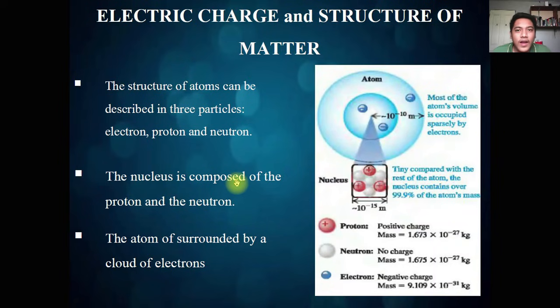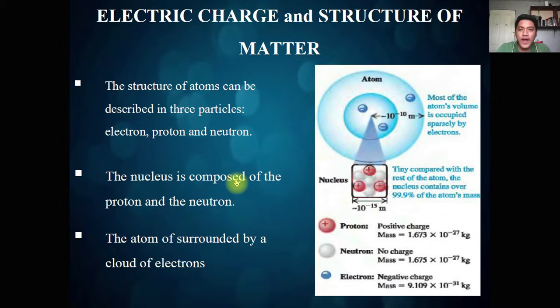Okay? So, electric charge and structure of matter. Well, again, the structure of atoms can be described in three particles. The electron, which is the negatively charged particle, the proton, which is the positively charged particle, and the neutron, which is the chargeless particle. The nucleus is composed of proton and neutron, as I have said a while ago, and the atom is surrounded by the cloud of electrons.